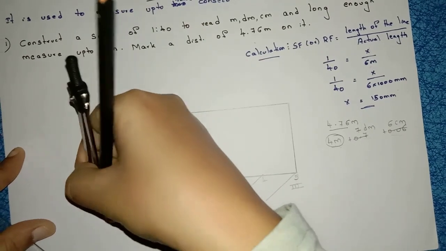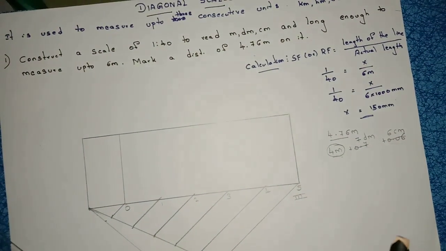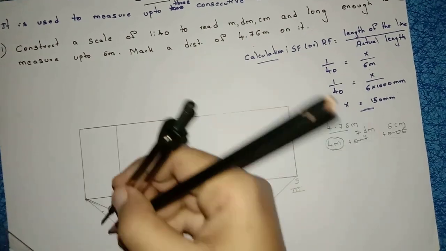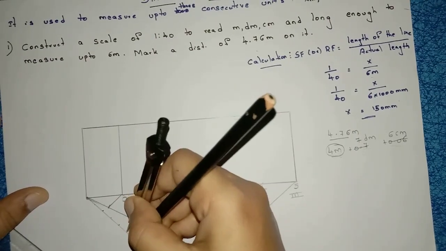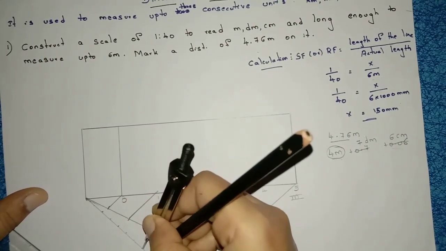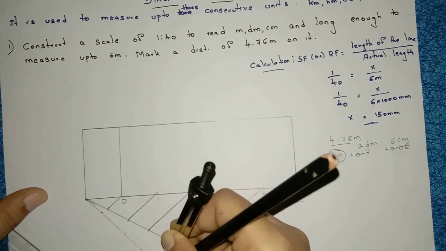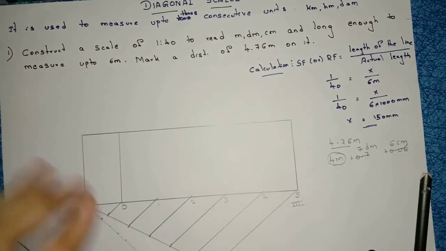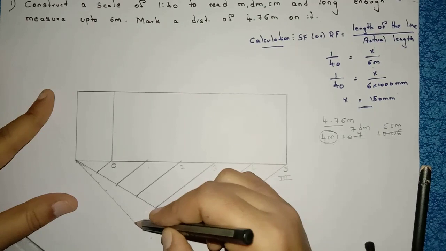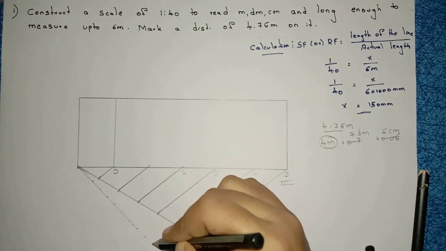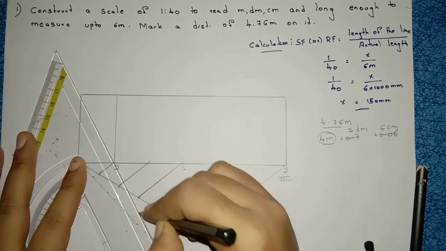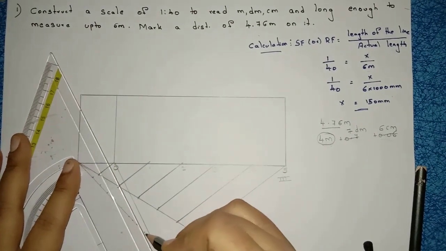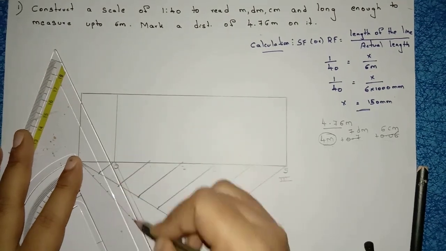1, 2, 3, 4, 5, 6, 7, 8, 9 and 10 equal parts. Divide into 10 equal parts. Right, now join this last point to O point. Join this last point to 0. Draw parallel lines from every point.